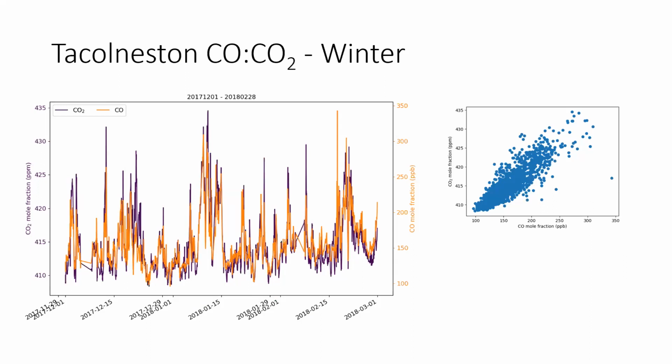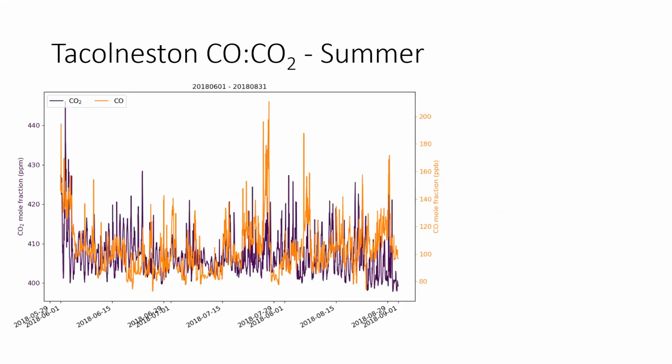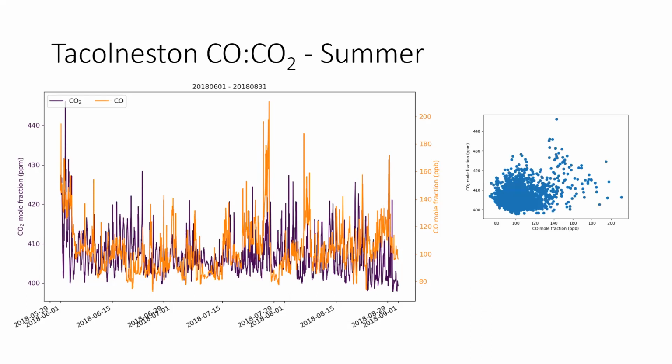And in winter, although we see this nice relationship here, in summer you lose that completely. Part of that is due to the enhanced biospheric activity of CO2, both in terms of uptake through photosynthesis and also respiration, but also due to differences in the way CO is produced and destroyed in summer. So it's very hard to pick out any relationship between the two. This is June to August of 2018.